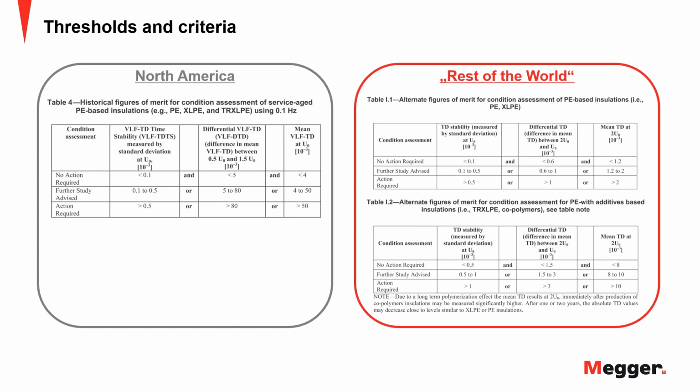So it makes no sense to really run a tan delta test on a brand new circuit. You should at least wait maybe 1 or 2 years for the cable to have operated under full load to, in a way, burn these byproducts off. And then you get a true reading of the tan delta.